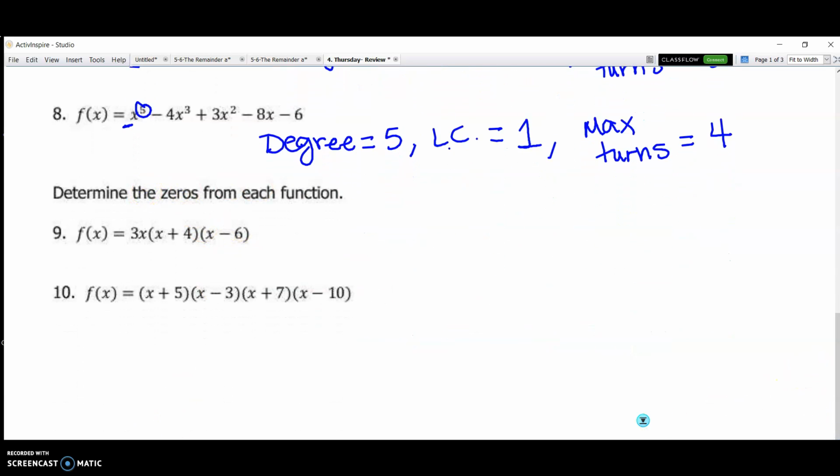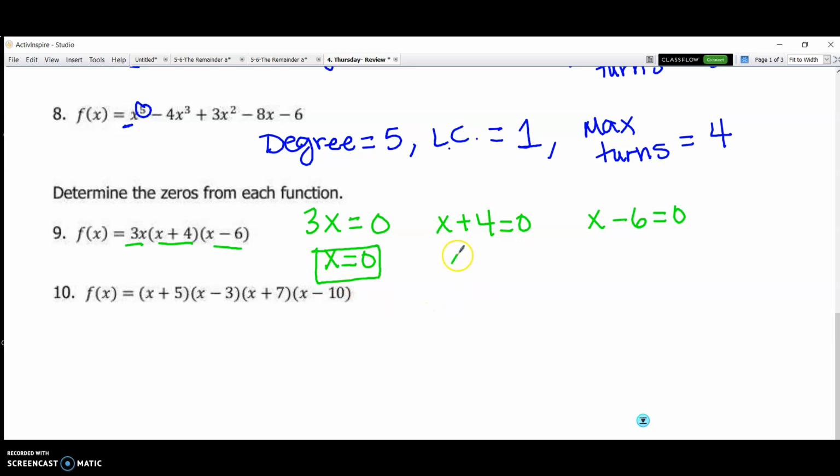Okay. Determine the zeros. For zeros, we just take all of our factors, so 3x, set it equal to 0, x plus 4, set it equal to 0, and x minus 6, set it equal to 0, and then solve each equation for x. So if 3x is equal to 0, 3 times what number is 0? Obviously 0. 3 times 0 is 0. So that's one of the zeros. If x plus 4 is equal to 0, then x obviously needs to be negative 4. Negative 4 plus 4 is 0. So that's another zero. And then 6 minus 6 is 0. So x is equal to 6, negative 4, and 0.